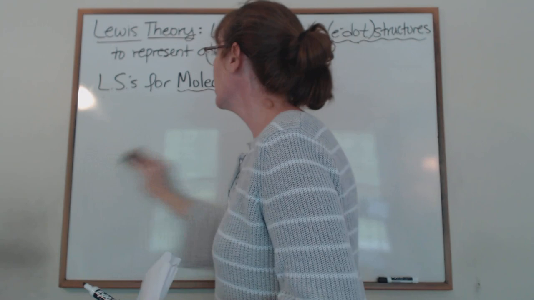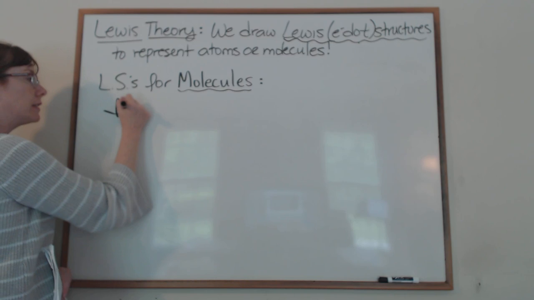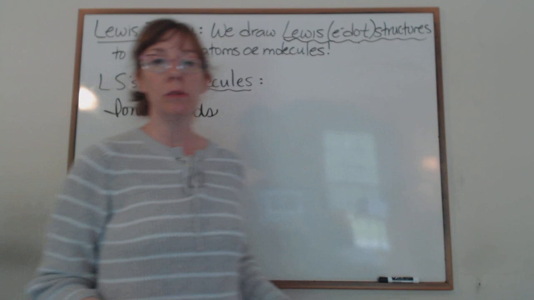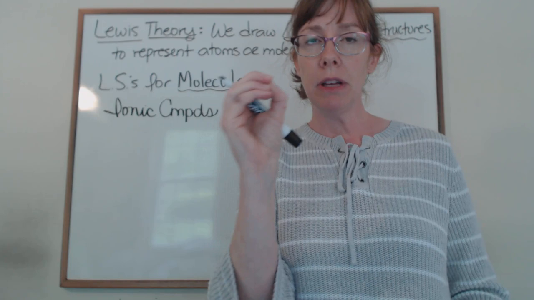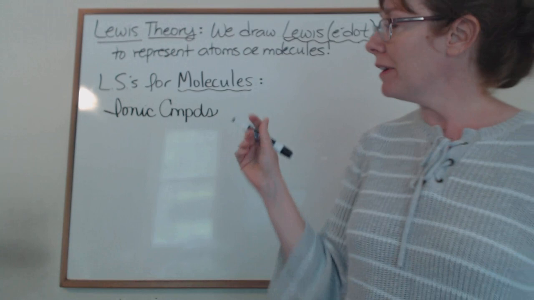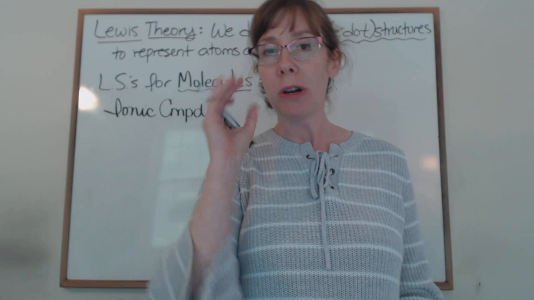And what I want to do is start with ionic compounds. So let's deal with ionic compounds first. Let me just write this in cursive. Ionic compounds. You can use Lewis theory to understand ionic compounds, and sometimes this is just that last thing that people need to really understand chemistry in terms of forming ionic compounds. But it's not really the sweet spot for Lewis theory. Lewis theory becomes much more compelling and helpful with covalent bonding. But let's go ahead and talk ionic compounds first.